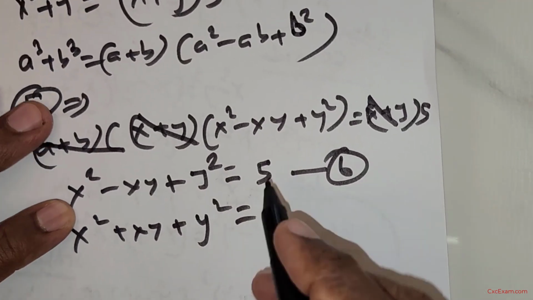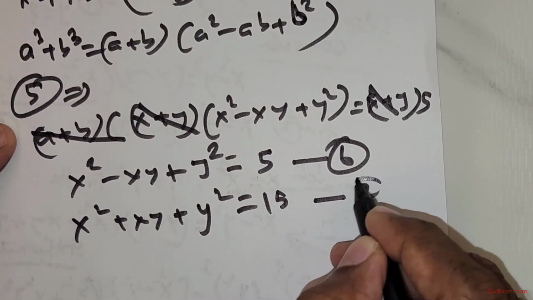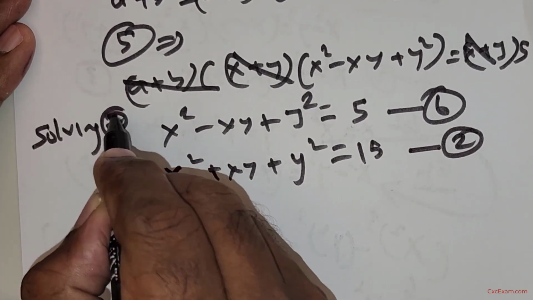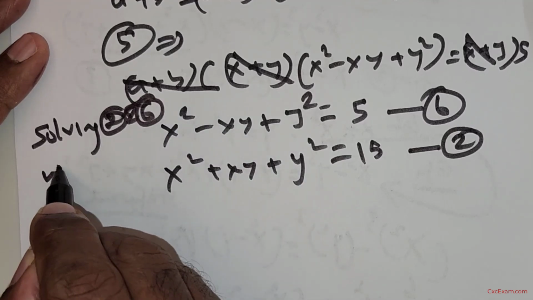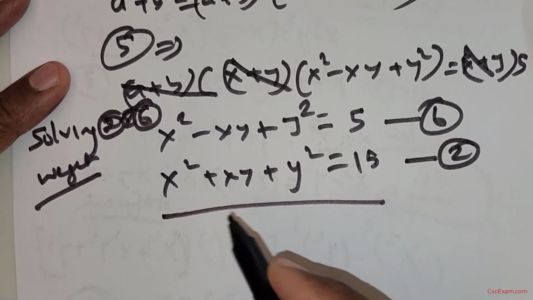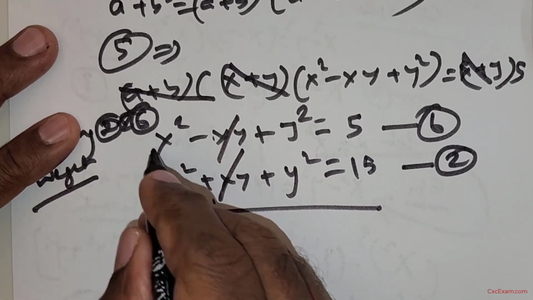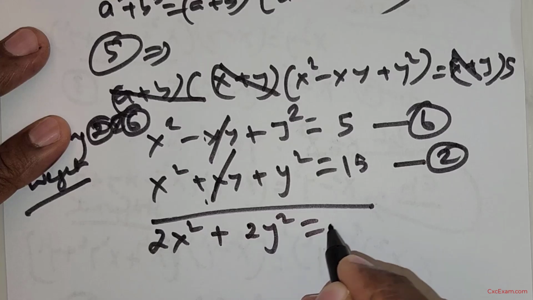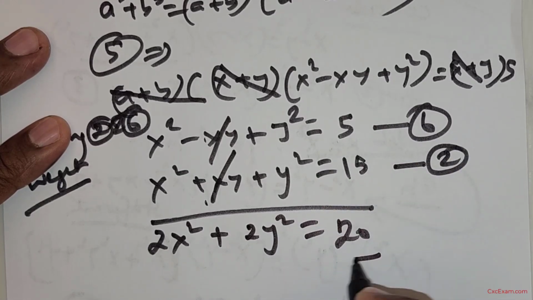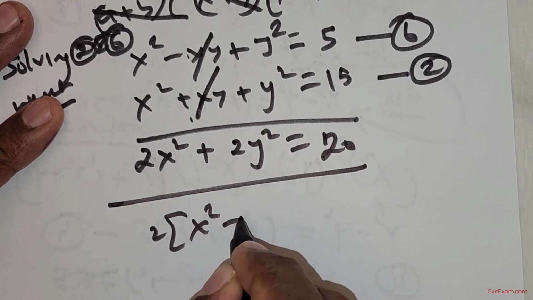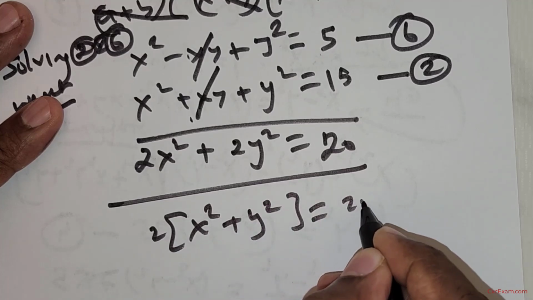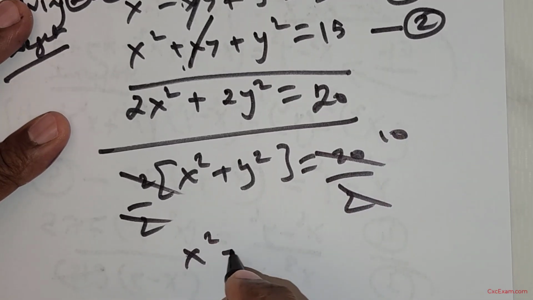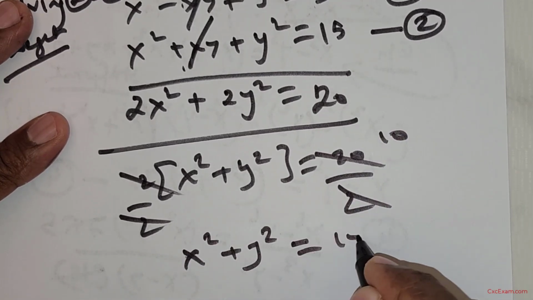So this is my 2. I will just write a line there. Solving 2 and 6, we get, so negative and positive, you can get rid of this. x squared added with x squared will give you 2x squared. y squared added with y squared will give you 2y squared. 5 added with 15 will give you 20. You take 2 out, you get 2 times (x squared plus y squared) is equal to 20. You divide by 2 on both sides. So x squared plus y squared is equal to 10.